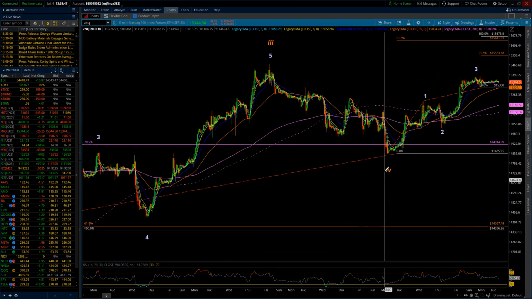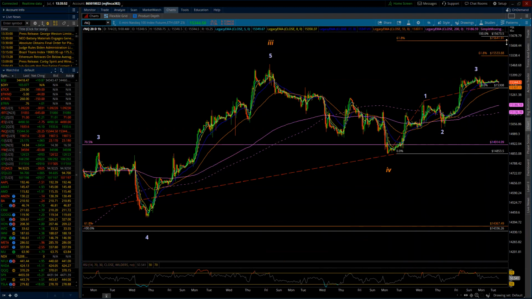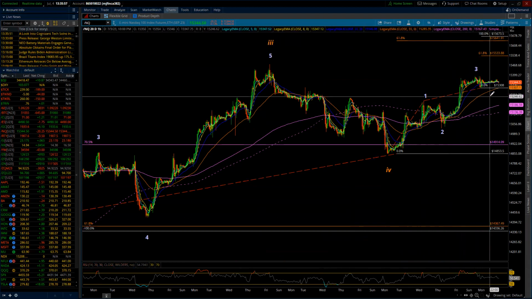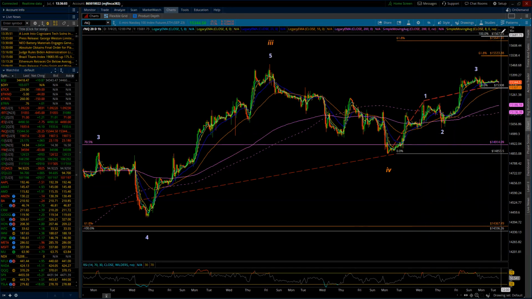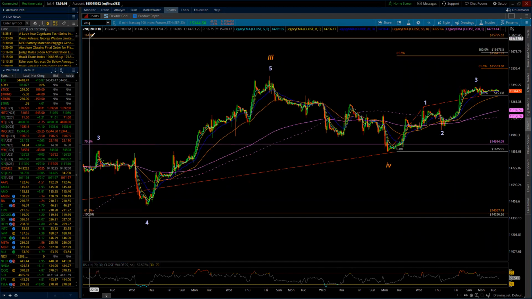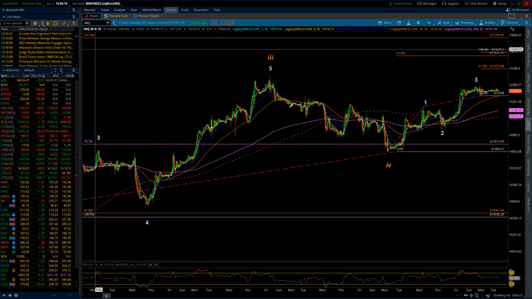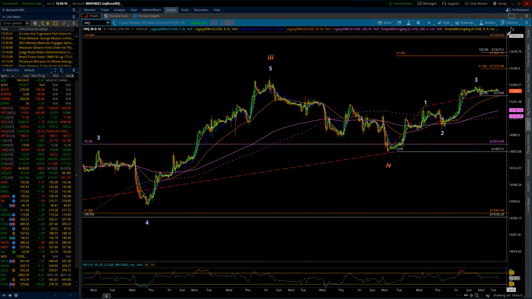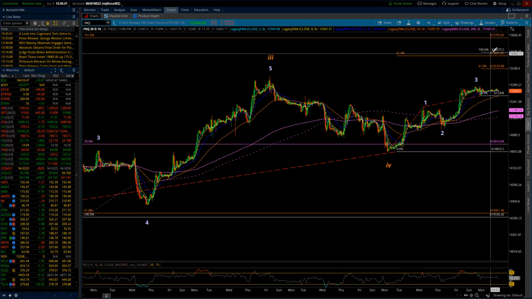Okay, so now minor 5.618 of minor 1, 15,642. We have minute wave 5 being 100% of minute wave 1, 15,674. Those are very, very strong. Then we have 1.618 for the intermediate wave C at 15,795.